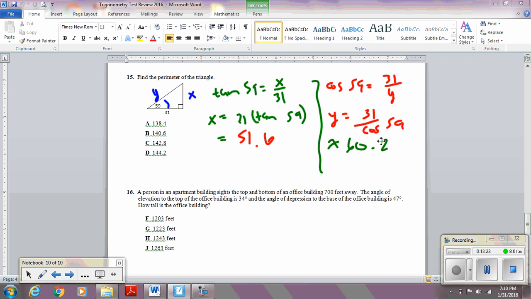Now to find the perimeter, I need to add up all three sides. So 60.2 plus 51.6 plus the given 31 is roughly 142.8. So C is our answer.